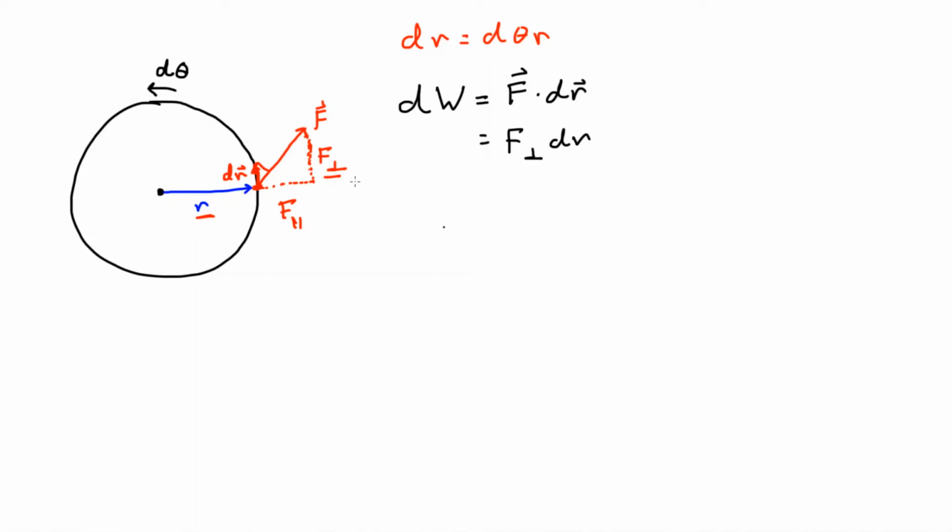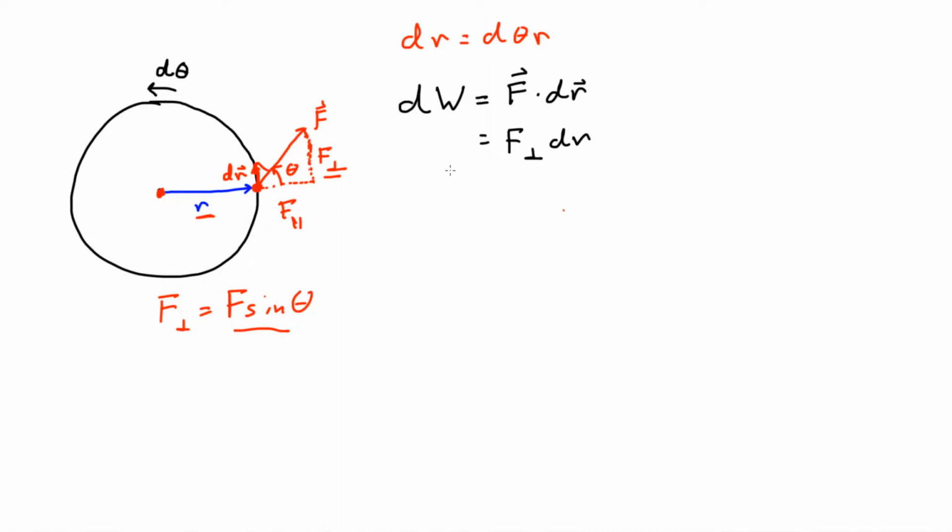Now, if I wanted to calculate what F perpendicular was, I would need to know this angle theta here that F makes with the radial direction. This radial direction is this direction that goes from the center of rotation here to the point where F acts. And I would find that F perpendicular equals F sine theta. I'm just going to keep writing this F perpendicular for now, but we'll come back to this a little later.